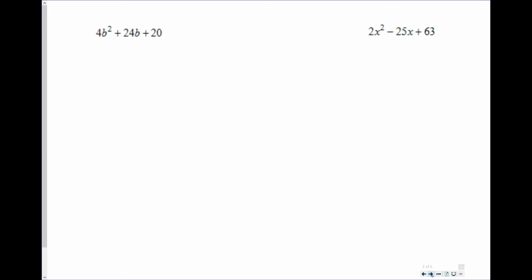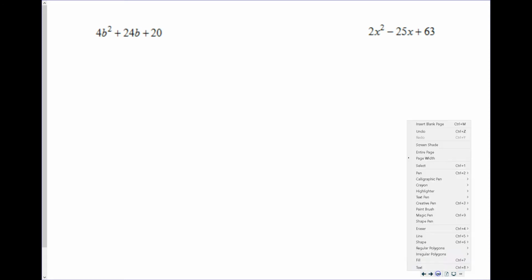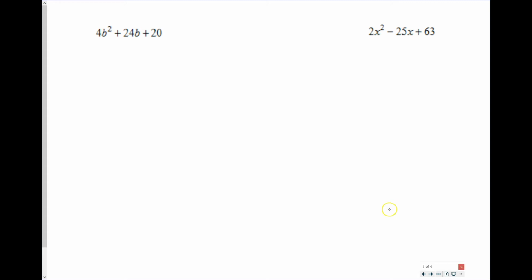So here's problem number 1, 4b squared plus 24b plus 20. The first step is to check for a GCF. So I'm going to look at the 4, look at the 24, and look at the 20, and ask myself if they have anything in common. I know they have something in common because they are all even. Okay, so it could be a 2, but I also know that it's a 4 because 4 goes into 24 and 20. Okay, so I'm going to pull that 4 out, and you need to write this step in. Some of you are forgetting to write in what's left over. That needs to happen. I need to see that on your work. Okay, so what I just wrote right now, I need to see.